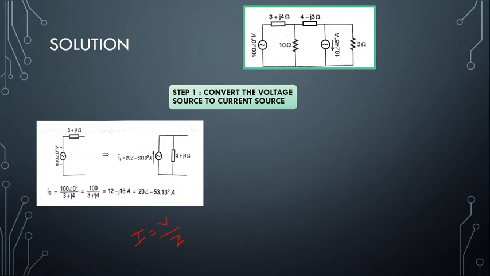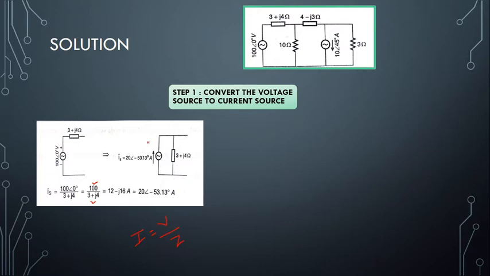Now we can divide this directly in complex mode in your calculator, or you can convert this into polar form and divide the two values to get the required current value. This simplification we will tell you when we have online classes. So those who know how to use scientific calculators, keep your calculator in complex mode and divide 100 by 3 plus j4 directly. You will get this particular value for current.